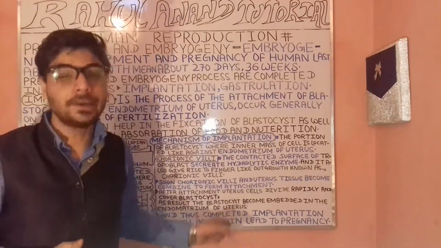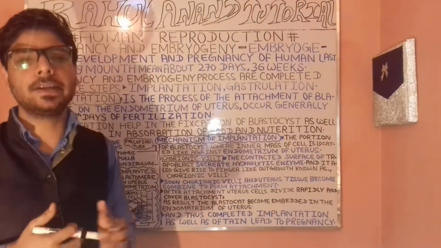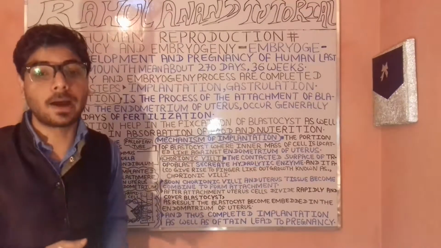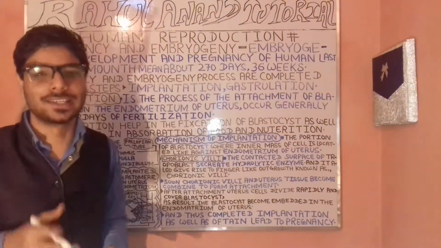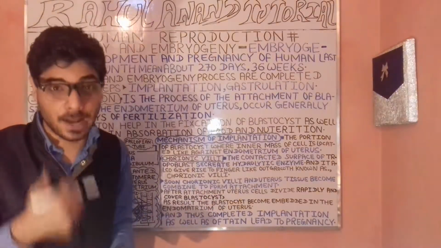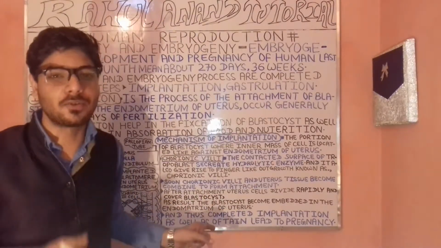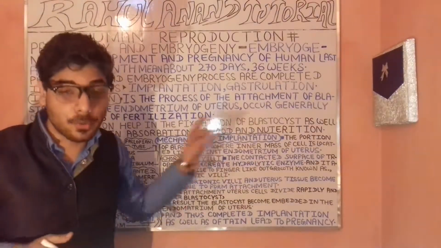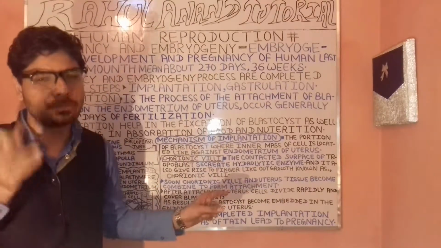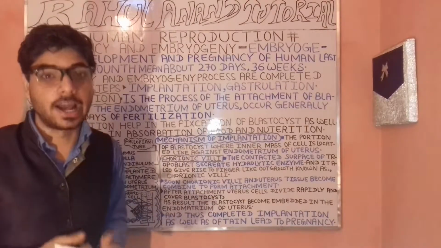And after attachment, what will be happening? The uterine cells will be divided as well as covering the blastocyst. Thus it results in the blastocyst becoming embedded in the uterus. After that, the process of implantation is completed.